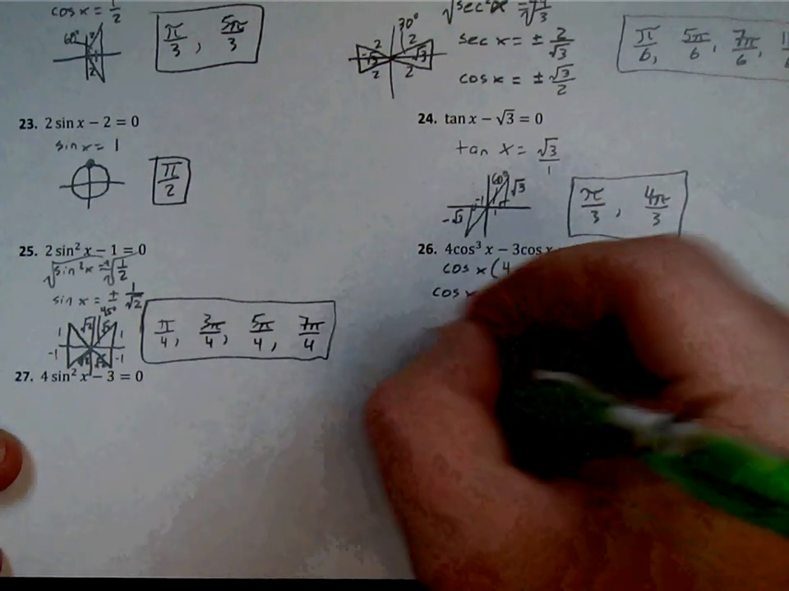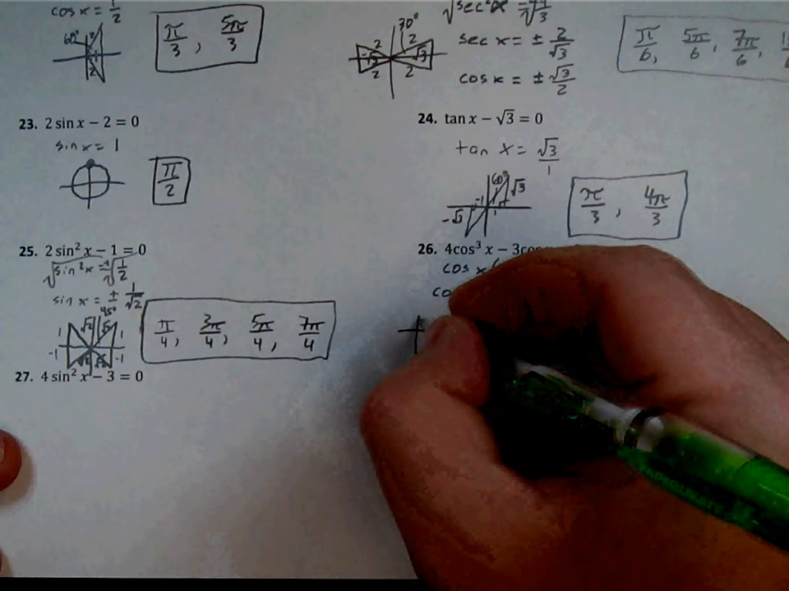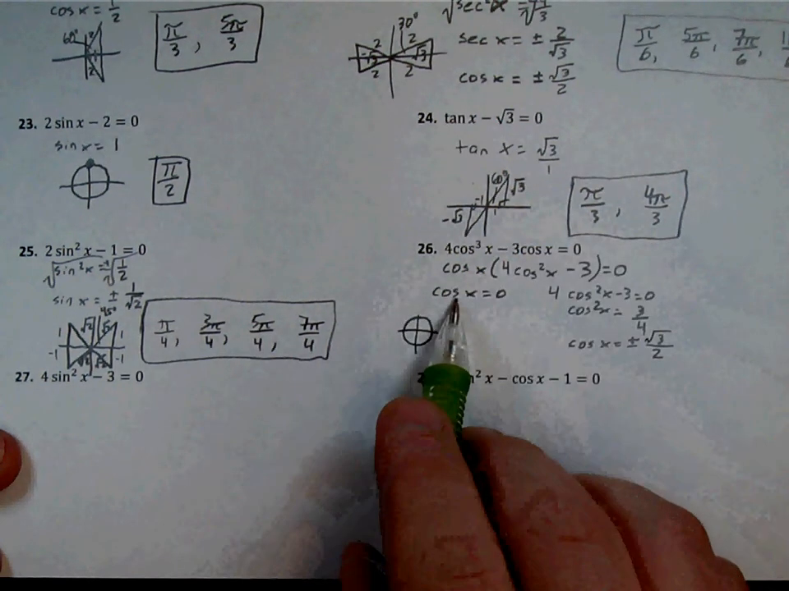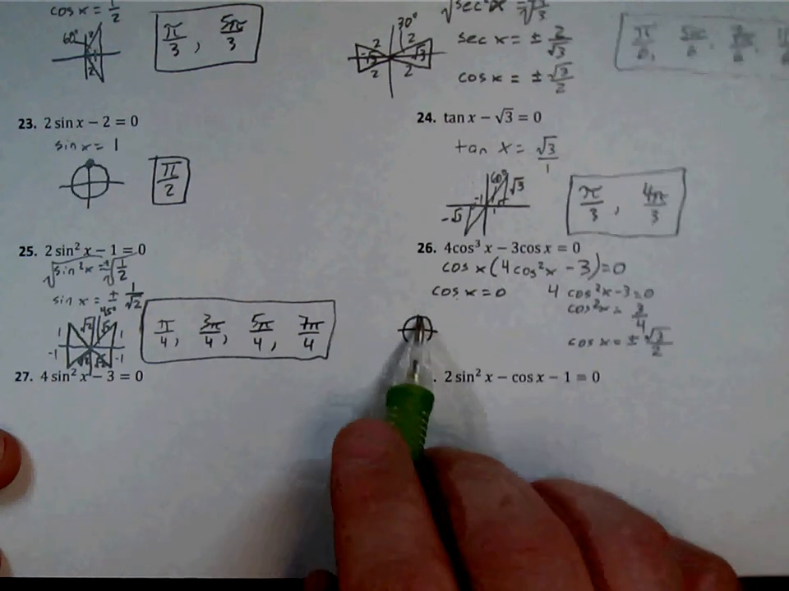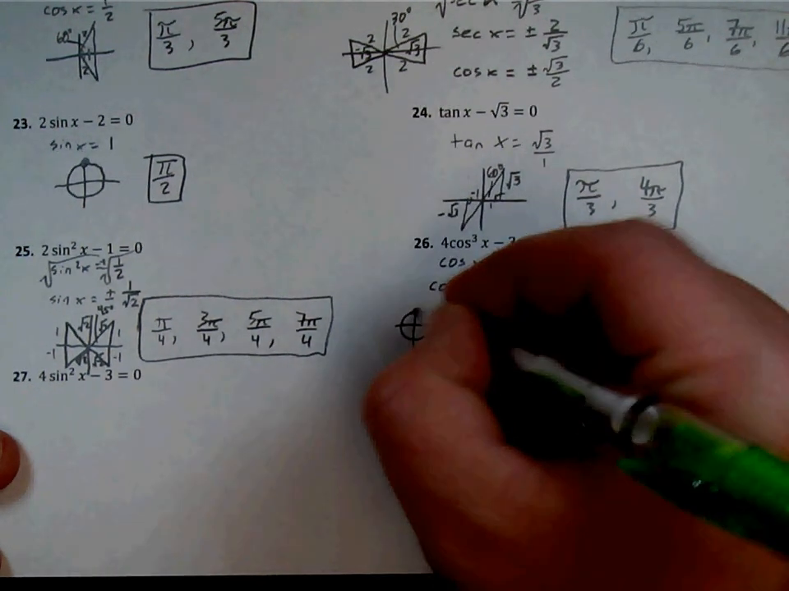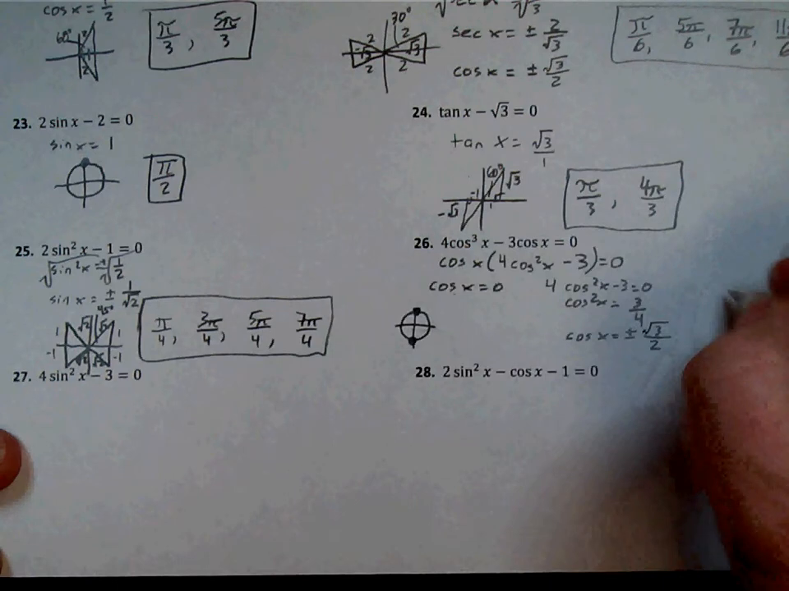So now let's draw triangles. The first one, got a quadrantal. Think about your unit circle. Cosine is the x value, so where is the x value 0? Well, the x value is 0 when you're on your y-axis. There's 2 points on the y-axis, so we're going to get pi over 2.